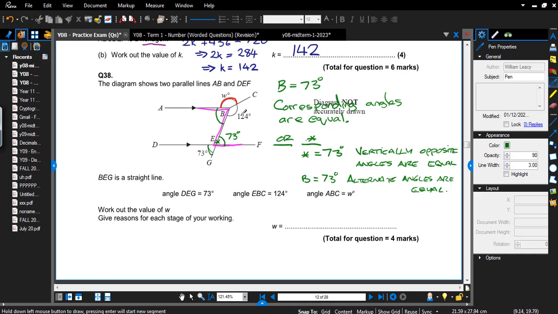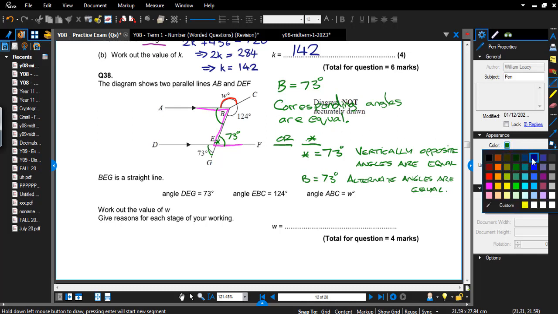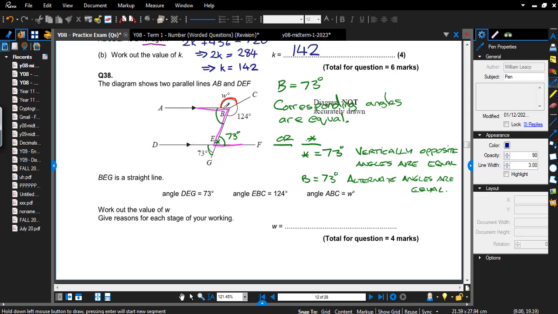Second step, well, that's a circle, isn't it? Then we'll give our reason. We don't have much space, so let's just do that. So this is a circle. We can say W plus B is 73 plus 124 equals 360, because that's the angle of a circle, or angle around a point. That implies W equals 360 minus the sum. Now 124 plus 73 is 197. So if you take this away, you should get 163 degrees. So W is 163 degrees.